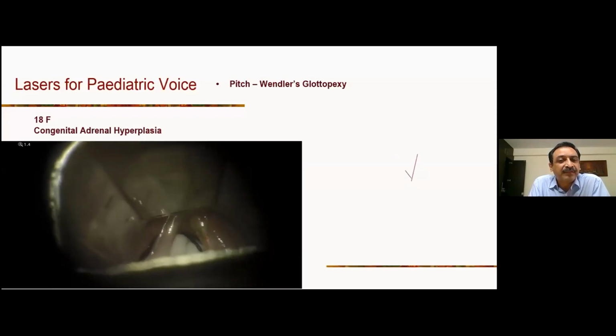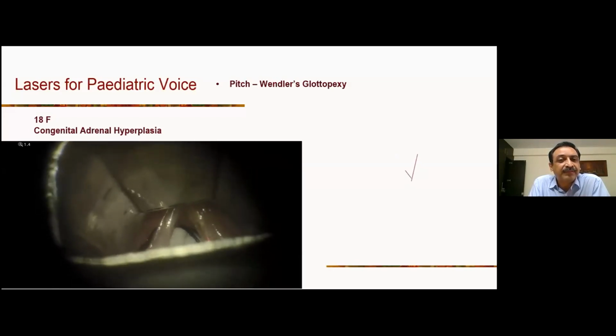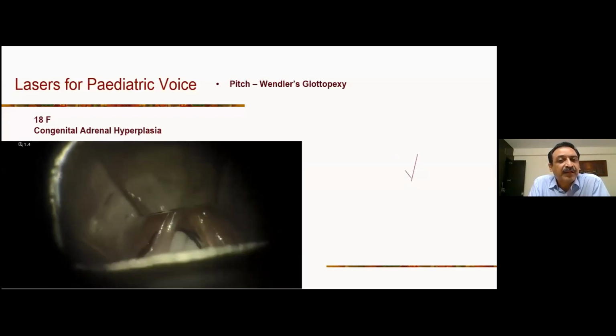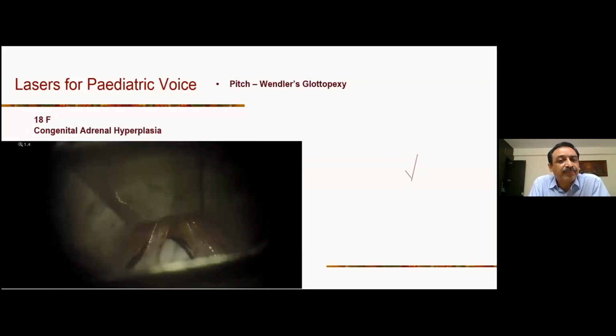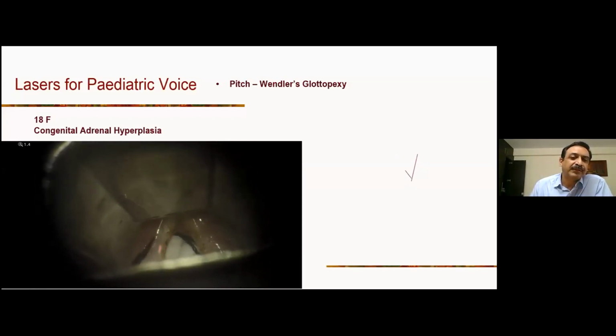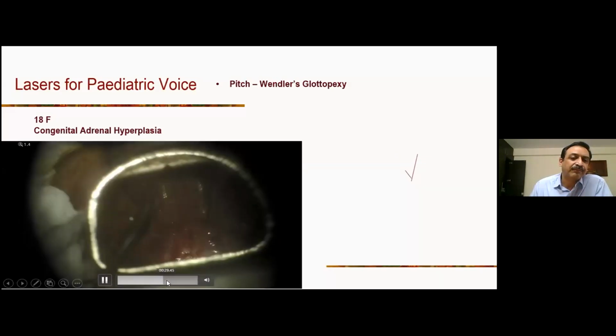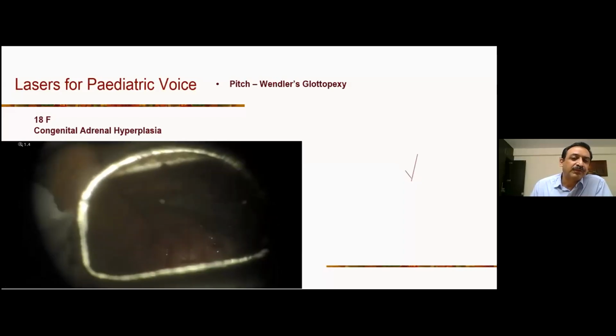So de-epithelializing the epithelium anteriorly, the basic idea is to create a web and shorten the length of the vocal fold. And this is exactly what we're doing. So again, avascular dissection, so you have created raw surfaces and then put in sutures, 2 sutures anteriorly, to create an anterior web.